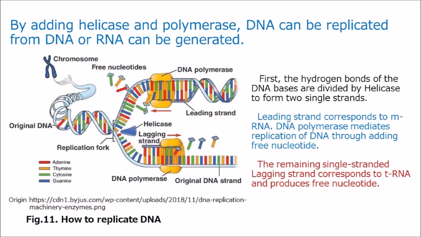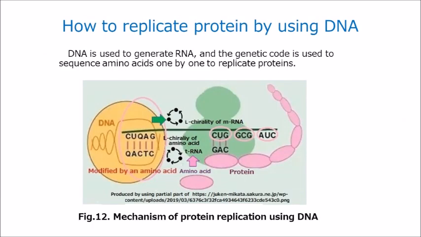By adding helicase and polymerase, DNA can be replicated from DNA or RNA can be generated. First, the hydrogen bonds of the DNA bases are divided by helicase to form two single strands. The leading strand corresponds to mRNA. DNA polymerase mediates replication of DNA through adding free nucleotides. The remaining single-stranded lagging strand corresponds to tRNA and produces free nucleotides. How to replicate protein by using DNA.